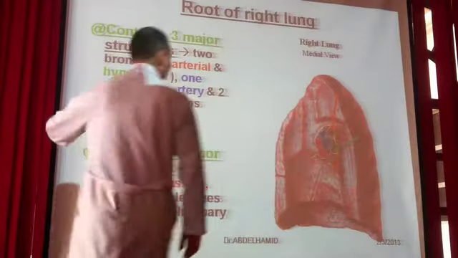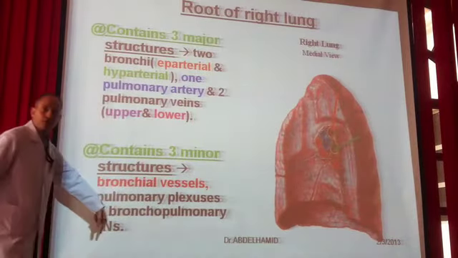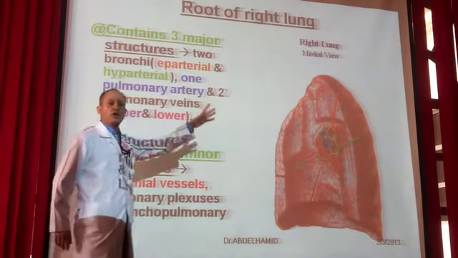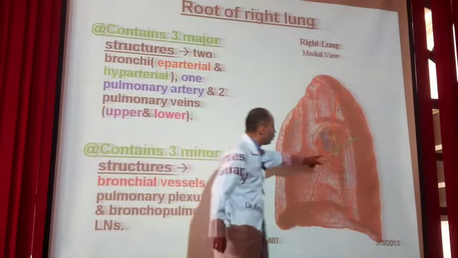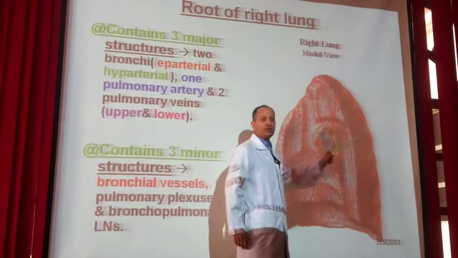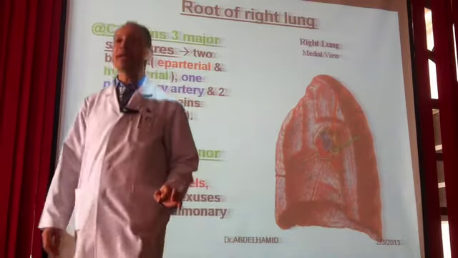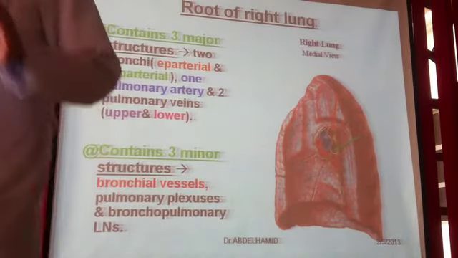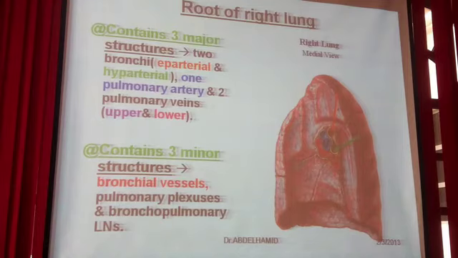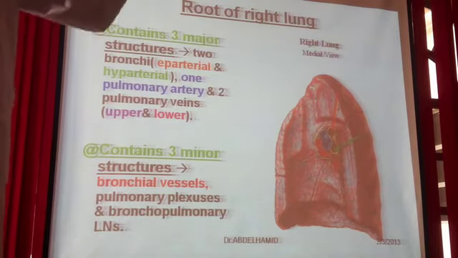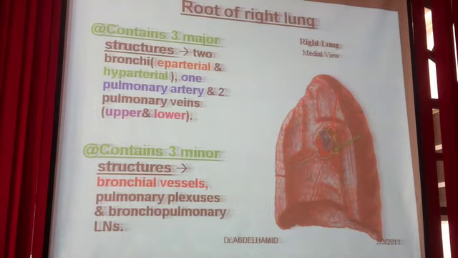So the last structure is the lymph nodes, which serve all of these. They are named the bronchopulmonary lymph nodes. So the hilum is a major area containing three major and three minor structures. The three major serve the function of the lung, and the three minor serve the nutrition and supply of the lung.